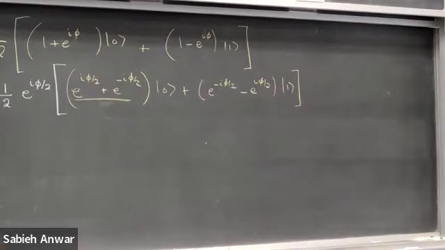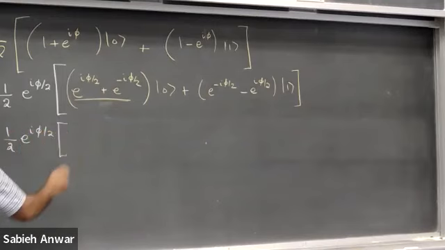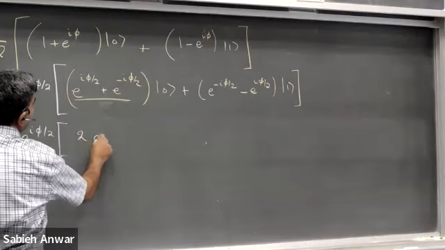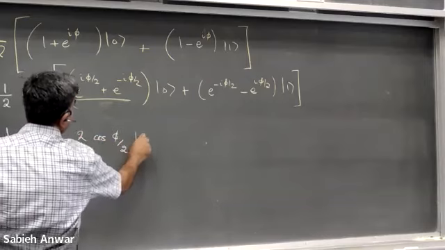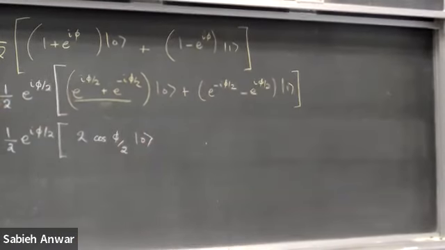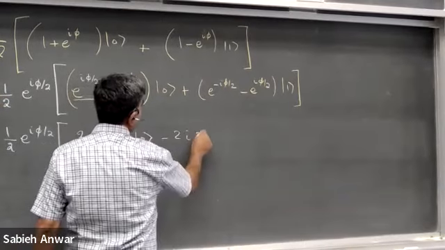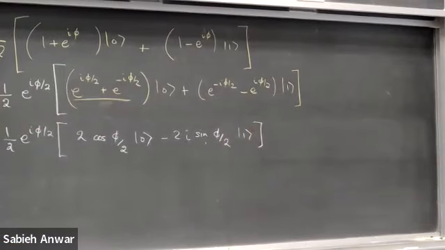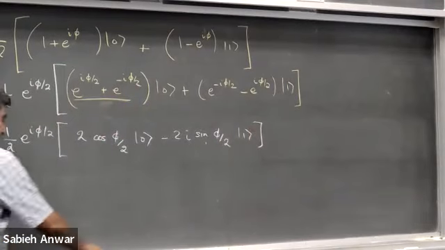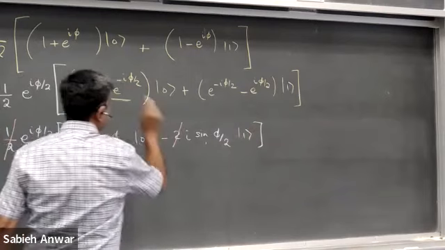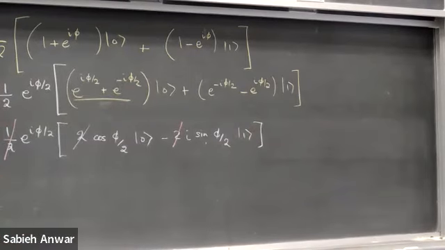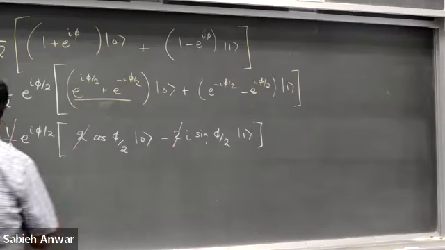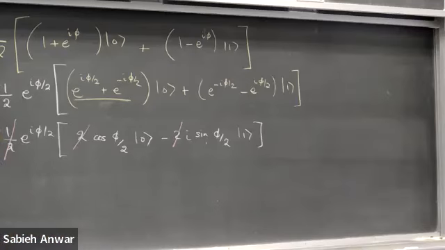Got it? This is my output state. Now, what's this? This is 2 times cosine phi by 2. And what's this? This is minus 2 iota sine phi by 2. So this 2 just fades away into oblivion, and I'm left with this state. Now this is a state that is coming out of the second beam splitter.